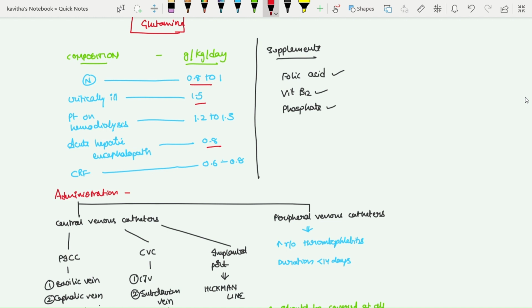Along with them, we can give some supplements like folic acid, vitamin B12, and phosphate. Folic acid we give once or twice per week. Vitamin B12 as a single dose, and phosphate 20 to 30 millimoles per day.